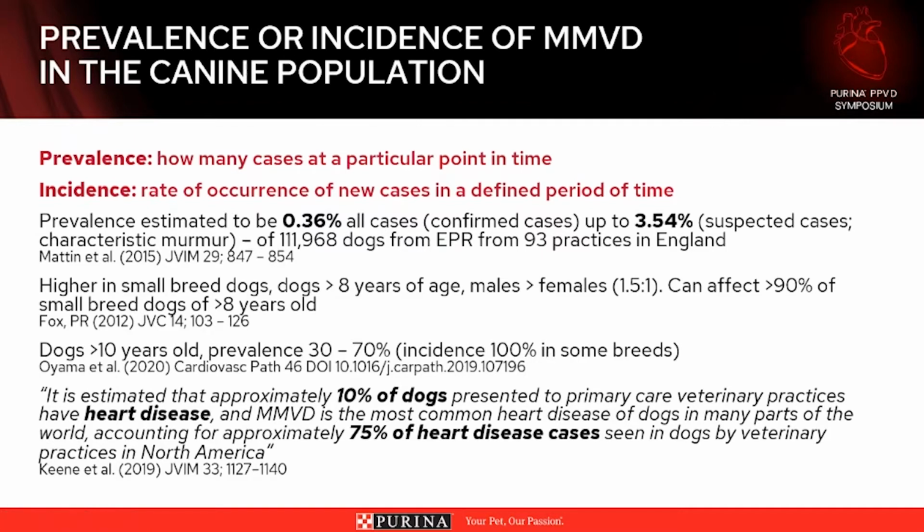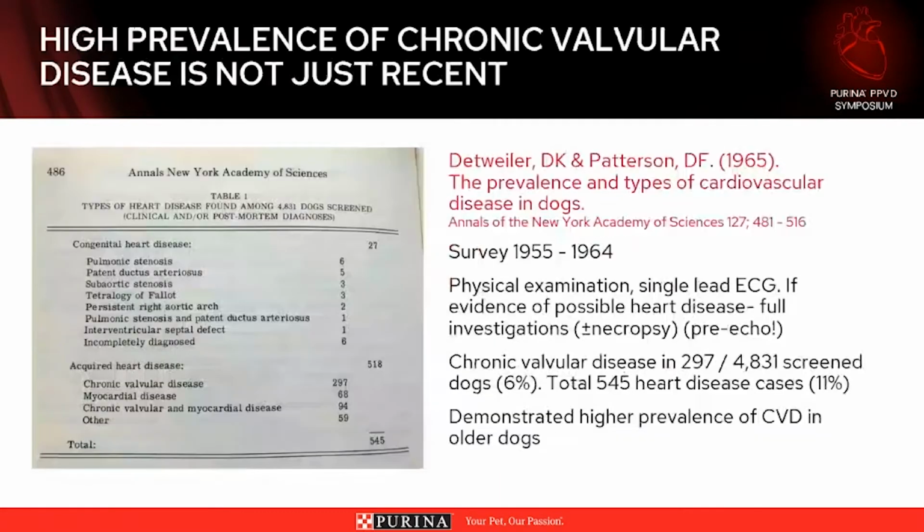So in the ACVIM consensus statement about myxomatous mitral valve disease that was published in 2019, it was stated that approximately 10% of dogs will have heart disease, and mitral valve disease is the most common heart disease, explaining maybe about 75% of those heart disease cases.